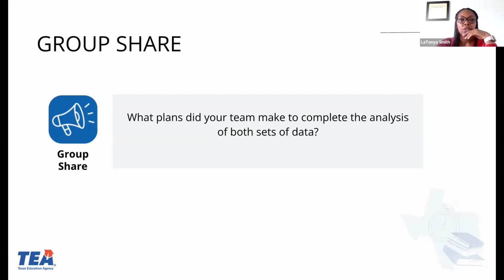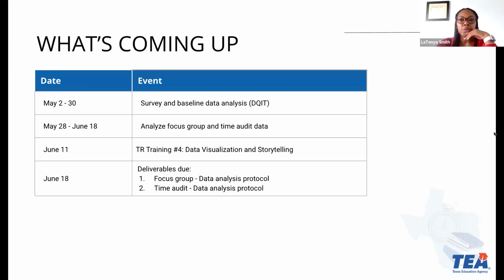Awesome. So I know we've just gone over this, but what's coming up? Just to revisit this, and you all have this deck to reference as a reminder of the dates, May 2nd through the 30th is survey and baseline data analysis, that's what the DQI team is already doing. I think we've received data already from districts. May 28th through June 18th is the analysis of focus group and time audit data that's specifically for this group. So by June 18th, we're hoping that all analysis work has been done. Please just remember to communicate with us if adjustments need to be made. We understand the time of year and all of that. So we're happy to make adjustments.